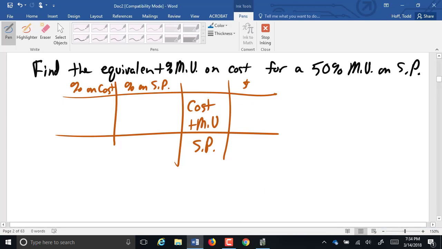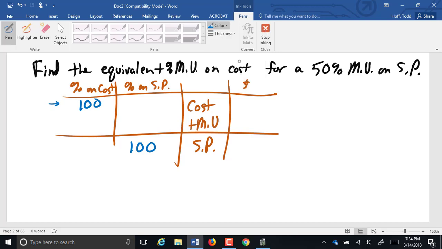So let's take a look here. Before I even look at the problem, I can fill in two numbers in this table. In the percent markup on cost column, the 100 is always going to go with the cost. In the percent markup on selling price column, the 100 is always going to go on the selling price. Those two numbers I can put in there without even looking at the problem.